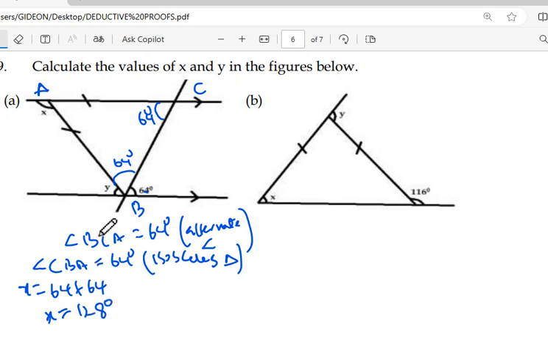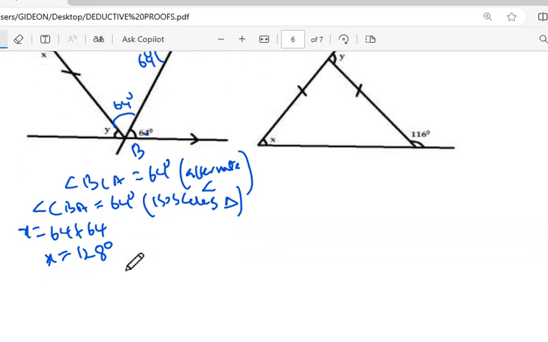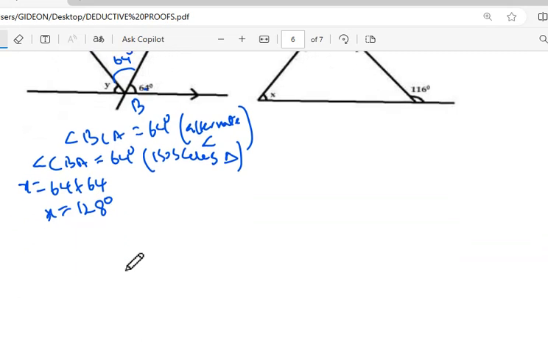If you don't want to do this, just do 180 minus 64 plus 64, to give you 128. That's 180 minus 128. That will give you 52. So 180 minus 52 will give you the value of x here. But this one is straightforward and easier.